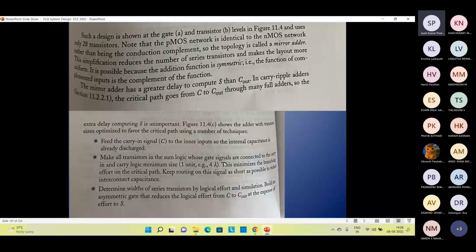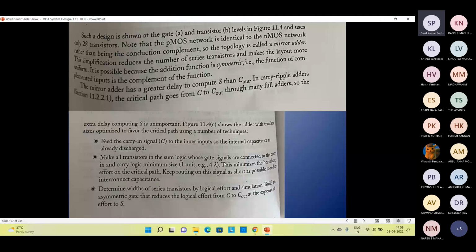So feed the carry in signal C to the inner input, so the internal capacitance is already discharged. Now, we have to make all the transistors in the sum logic whose gate signals are connected to the carry in and carry logic minimum size, that is 1 unit, that is 4 lambda. Now, this minimizes the branching effort on the critical path. Now, keep routing on the signal as short as possible to reduce the interconnect capacitance.